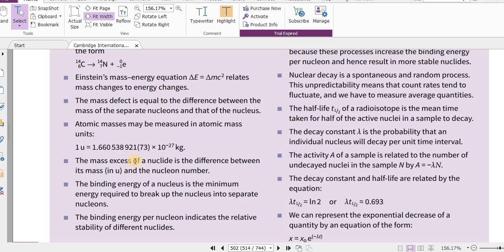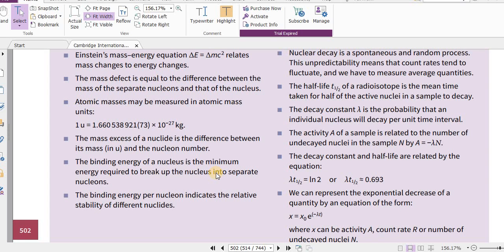The mass excess of a nuclide is the difference between its mass in U and the nucleon number. Again we saw this, very simple. Mass excess is the difference between the mass in atomic mass units and the nucleon number. The nucleon number is a whole number, but the mass in U, you can see here 1 U is equal to this much. So you saw some examples. If you are not familiar, go through that.